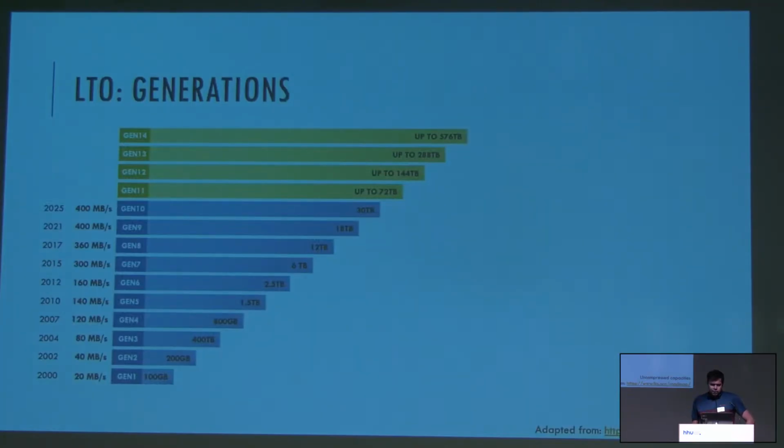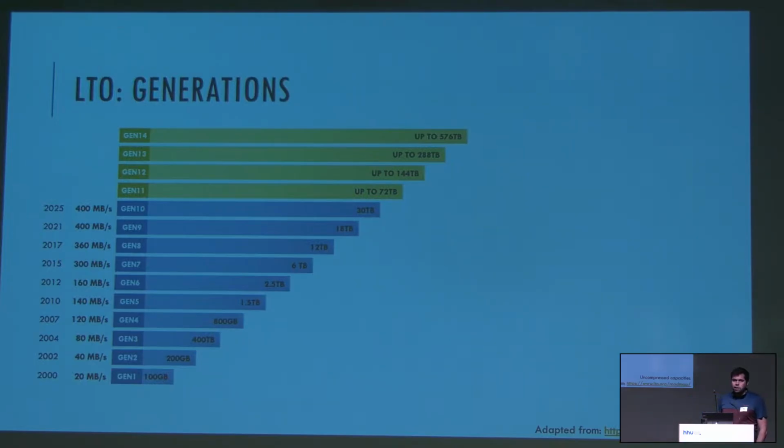LTO generations are still developed, and there's a roadmap from this consortium, which is publishing that they want to go up to half a petabyte in a single cartridge for the latest generation. That will still take a few years, hopefully, to develop. But nowadays, we can reach up to 30 terabytes in a single cartridge with generation 10. It's also interesting to look at the data transfer speeds, where we are nowadays at 400 megabytes per second. So it's actually fast also.